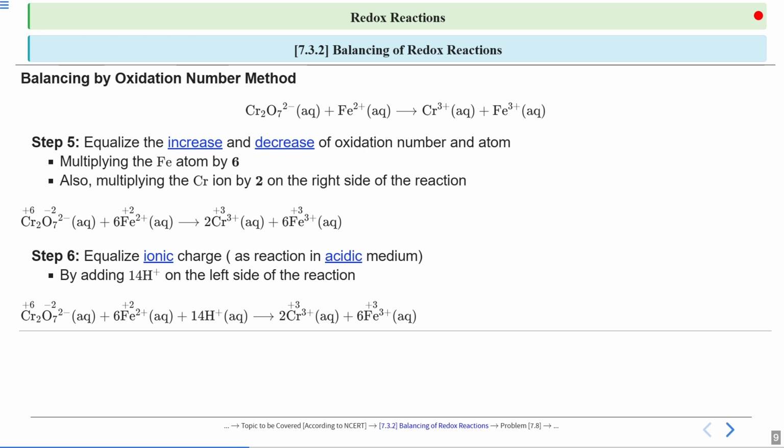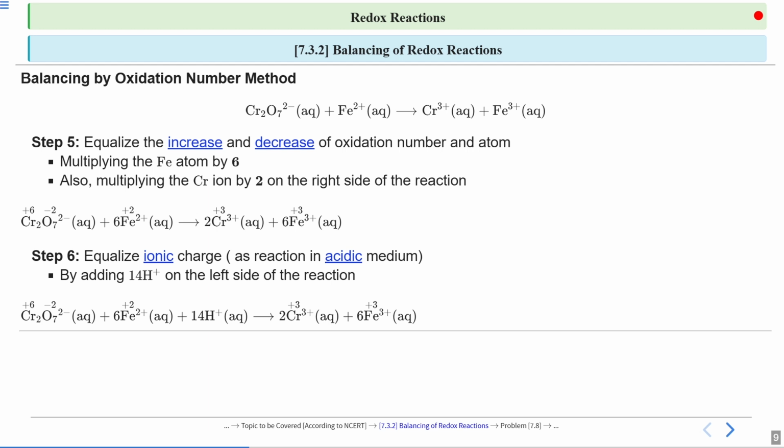Now, on adding the H+ on the left hand side, we can clearly see here that we have added 14 H+. Why have we done that? Why is the number 14? Why haven't we placed here 10, 12 or any other number? This has been done only to balance the reaction as given to us.